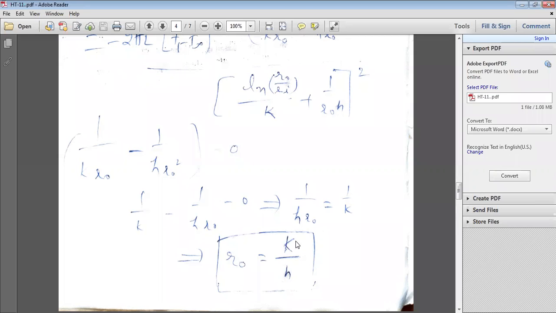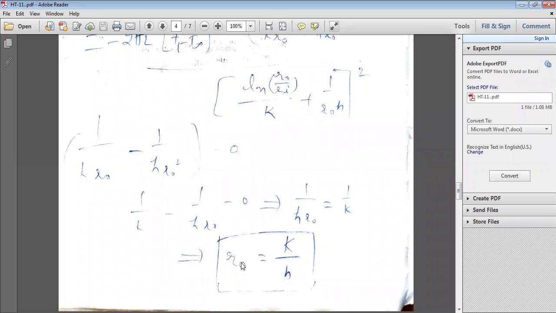k by h. What is k here? The thermal conductivity of the insulating material. What is h? The convective heat transfer coefficient of the outside environment. So for a cylindrical system, what is the critical radius? The critical radius, outer radius Ro, or the critical thickness, that is Ro minus Ri. If you calculate Ro, after that you can calculate Ro minus Ri, that is the critical thickness. Generally we calculate with respect to the outer radius only.